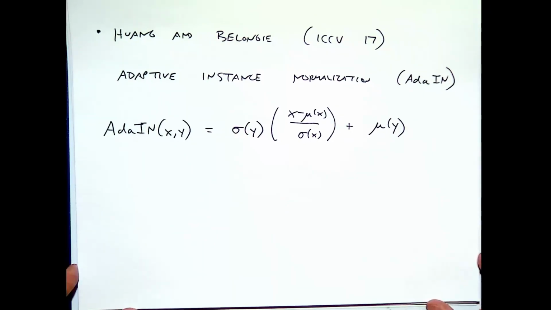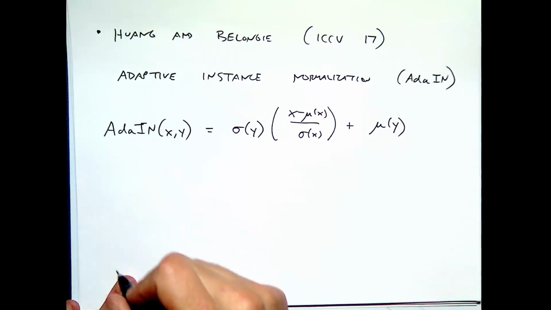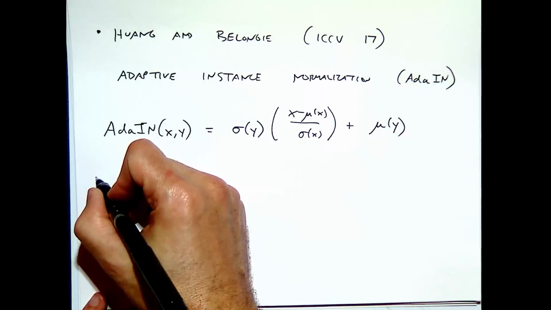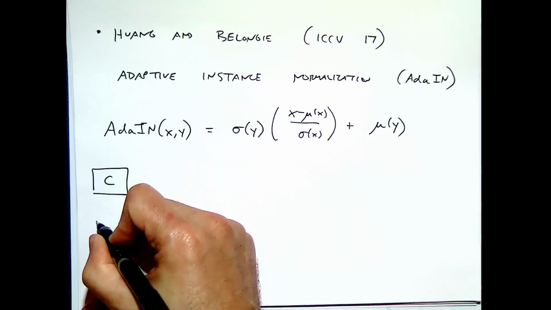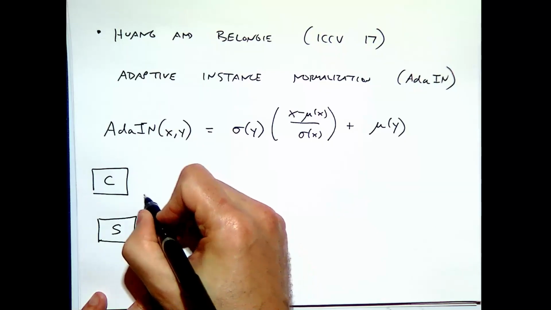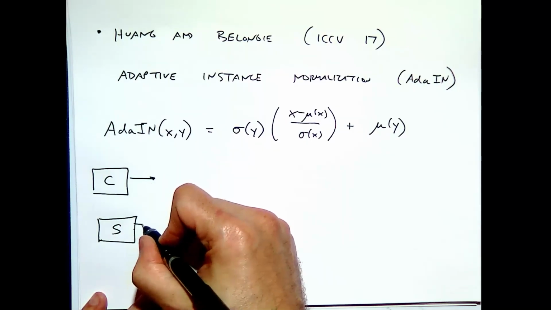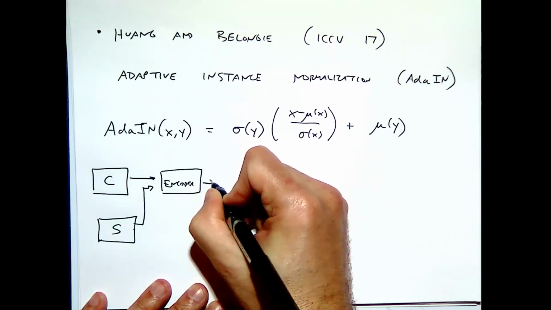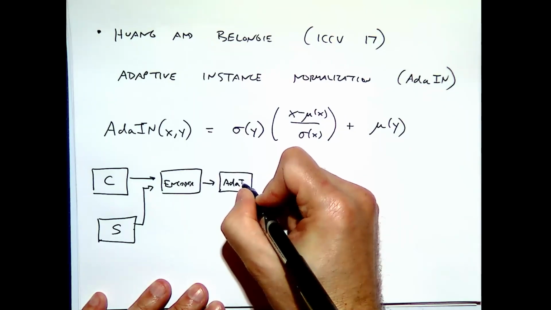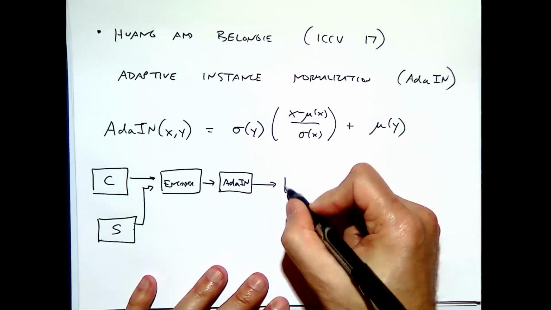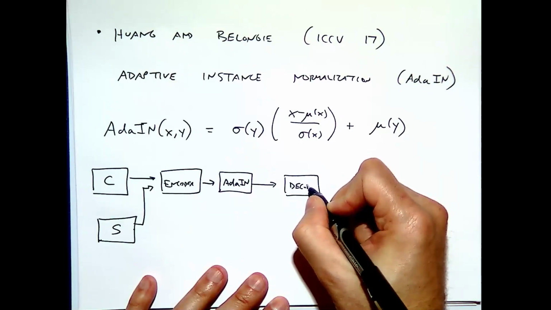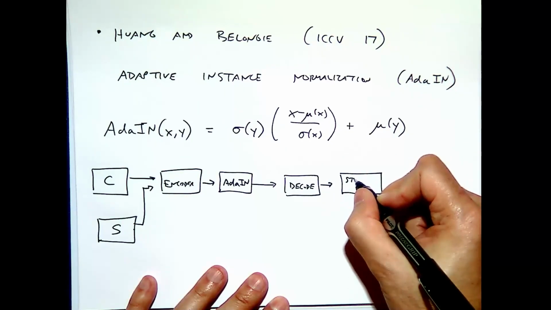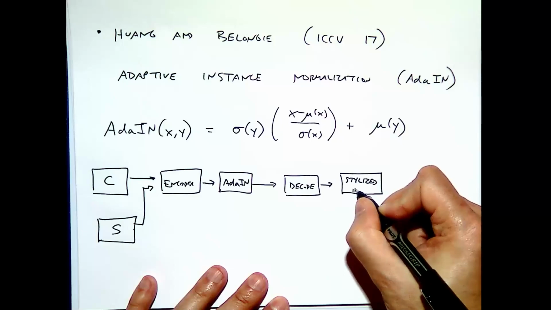And so if I were to do a possibly confusing sketch of how this works, the idea in this paper was, I have a content image and I have a style image. I feed these into an encoder. I do this normalization. And then one branch of this goes into a decoder. This produces a stylized image.